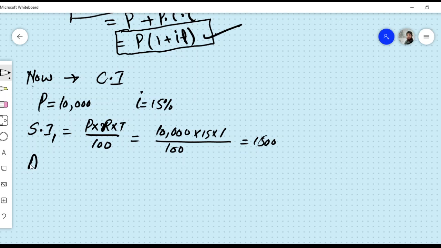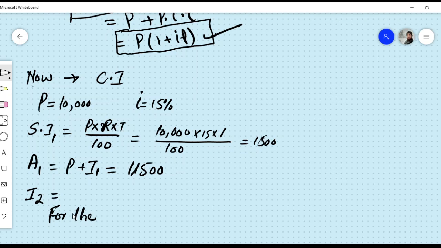And the accumulated amount after a year will be principal amount plus I1, the interest after the first year, and it will be 11,500. Now we will calculate the interest for the second year. If you remember, in simple interest we always had the same principal amount year after year, 10,000, but here the principal amount will change for the second year: 11,500.